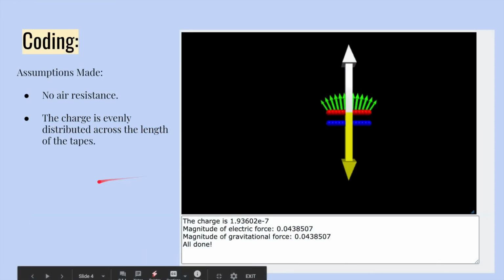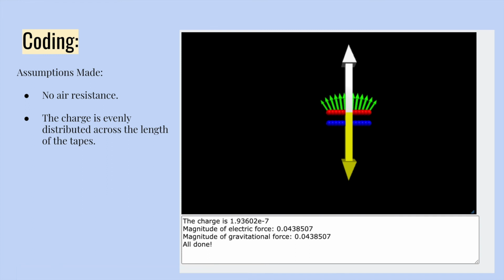The coding. Before we talk about the coding, I just want to mention the assumptions that you have to make to actually do the coding. There's no air resistance, and the charge is evenly distributed across the lengths of the tapes. This is drastically different from Lab 1, where we just had point charges being modeled.